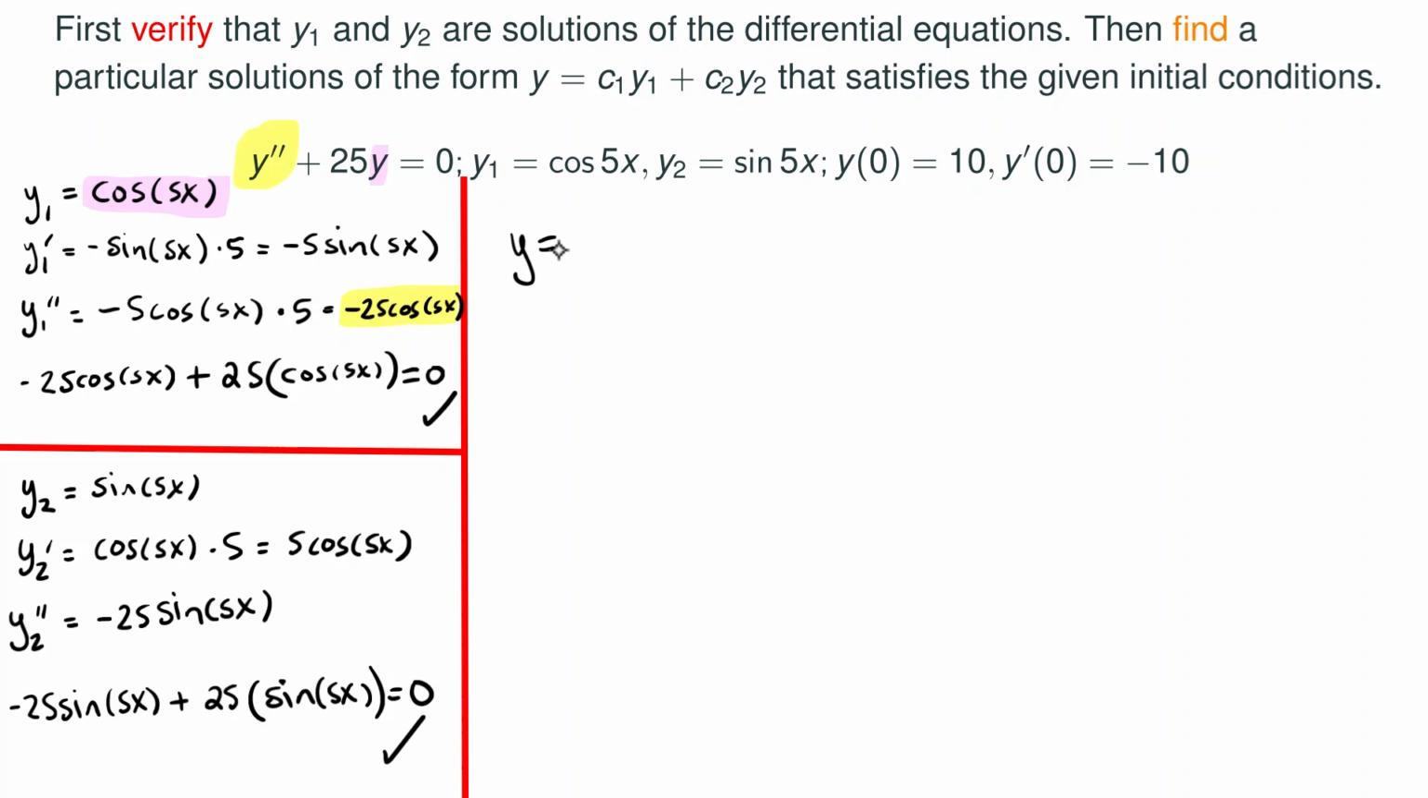So we're now looking at this third solution, y, which is some constant times the first term, cosine of 5x, plus some other constant times the second solution, sine of 5x. And we know it has to fit these two initial conditions. So first off, whenever we plug in 0 for x, the result should be 10. So let's write that out.